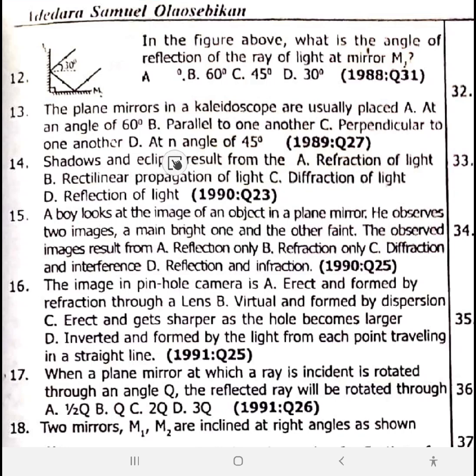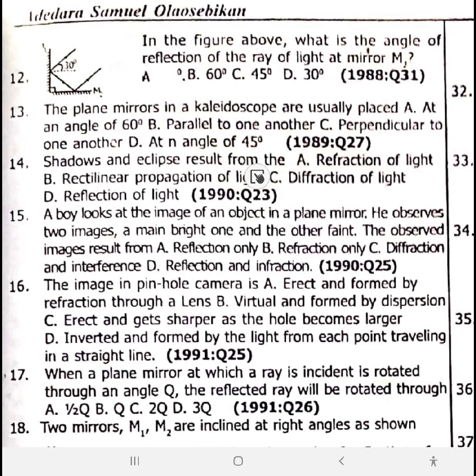A kaleidoscope is always at 60 degrees, while a periscope is always at 45 degrees. So a plane mirror in a kaleidoscope is usually placed at option A, 60 degrees.